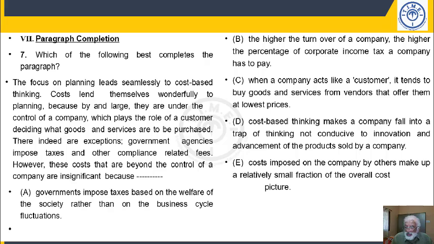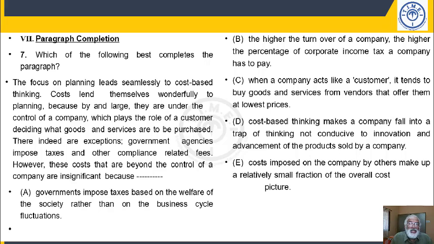So what are you saying? So what we are looking at is governments impose taxes based on the welfare of the society rather than business cycle fluctuations. That doesn't tell us why it's going to be insignificant. You're looking at a reason for being insignificant, right? So you want a reason that supports the word insignificant. So A doesn't do that. B, the higher the turnover of the company, the higher the percentage of corporate income tax the company has to pay. So how is it insignificant? It doesn't tell me that.